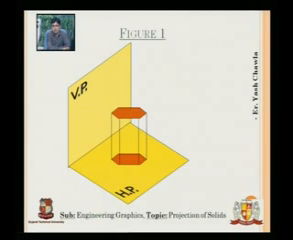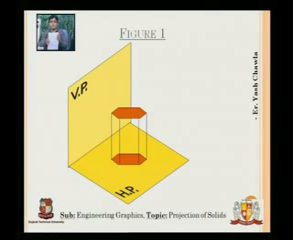Another thing given in the question is that the base is on HP, and we have the axis here, and it is 35 mm away from VP. So the distance between VP and the center of this hexagon is 35 mm. So let's start drawing the prism.